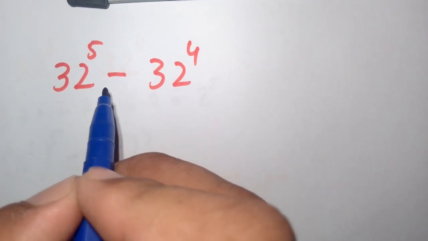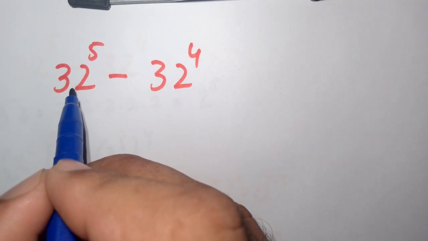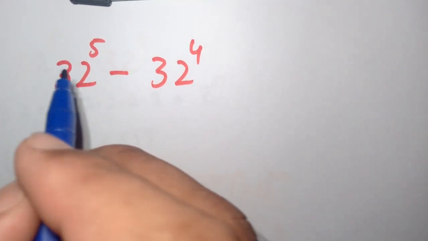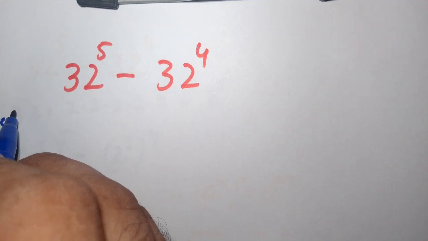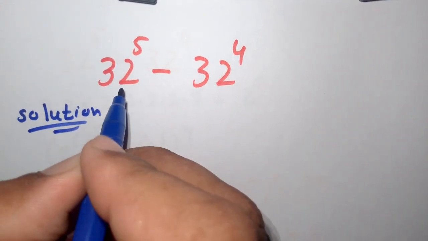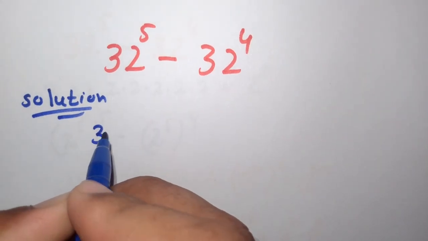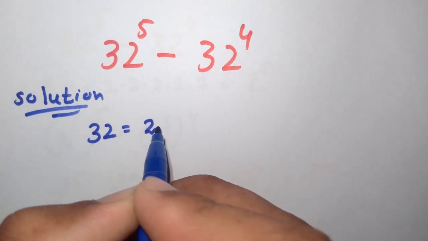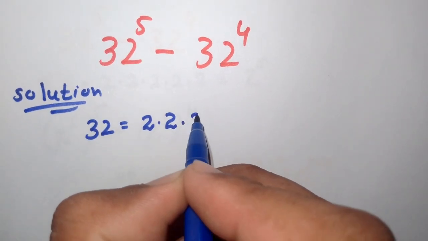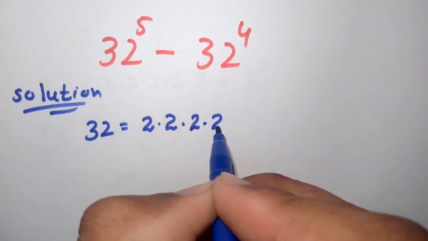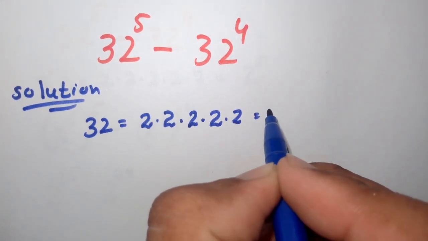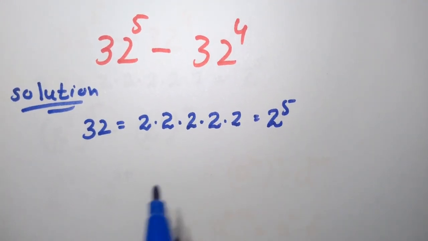We have to solve this interesting exponential problem: 32 to the power of 5 minus 32 to the power of 4, without using a calculator. So, solution. To solve this, we know that 32 is equal to 2 times 2, 2 2s are 4, 4 2s are 8, 8 2s are 16, 16 2s are 32. So this will become equal to 2 to the power of 5.